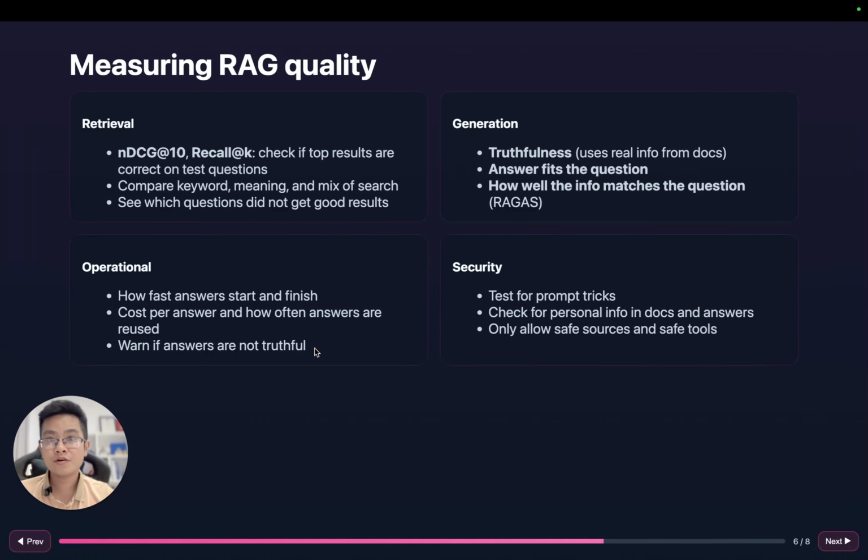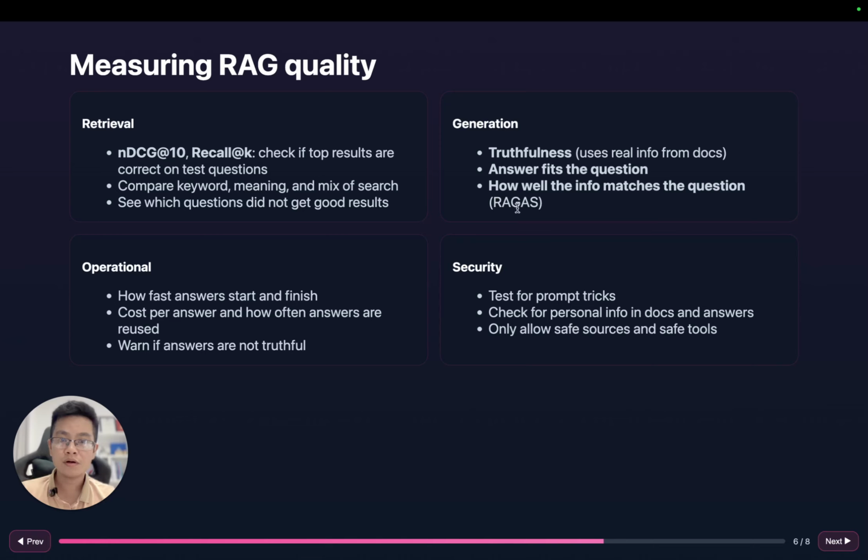Okay, next, to measure the RAG quality, we have four things. First, retrieval, then generation, next the operation, and finally security, right? You can apply some techniques here to check that the top results are correct on the test questions, or maybe compare keyword, meaning, and mixed search, right? For the generation, take care about truthfulness, so use the real info from the documents, make sure the answer fits the question, and also how well the information matches the prompt, right?